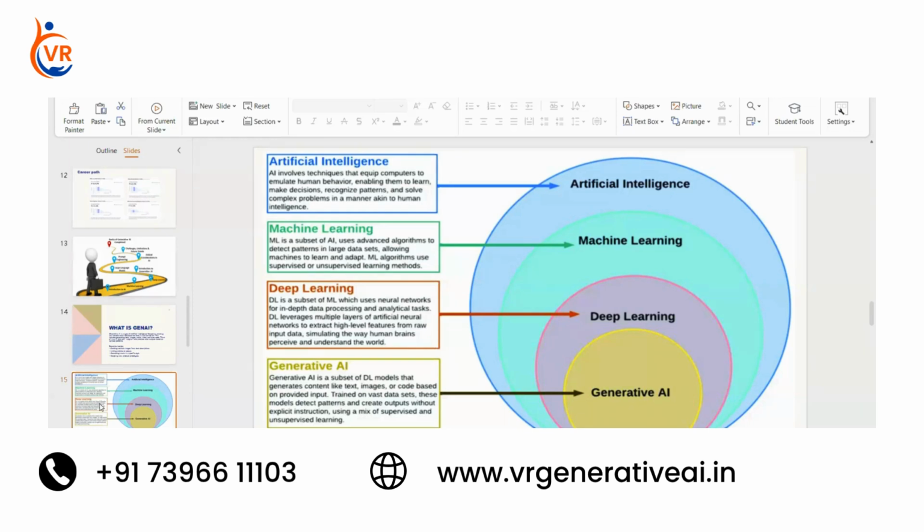So when I spoke about ML, I talked about supervised or unsupervised learning methods, right? Machine learning is a subset of AI. Using machine learning, we'll be training the models, right? This is where the models will learn. And then comes deep learning. Deep learning is another subset of machine learning, which uses neural networks.